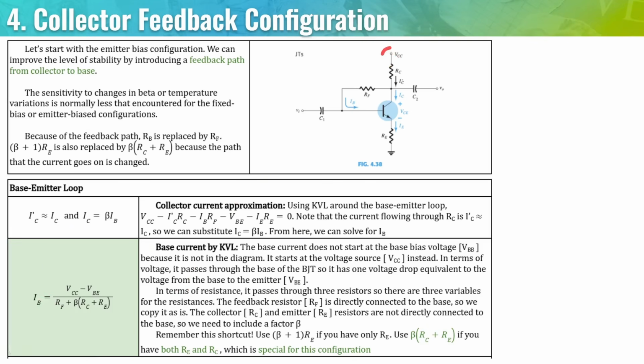So we have VCC minus VBE. So source minus the drop. And then RF is going to be the resistor along the base, and RC and RE are going to be the resistors not at the base. So for the resistors not at the base, you must multiply them to beta. Again, remember, just use beta and not beta plus 1.